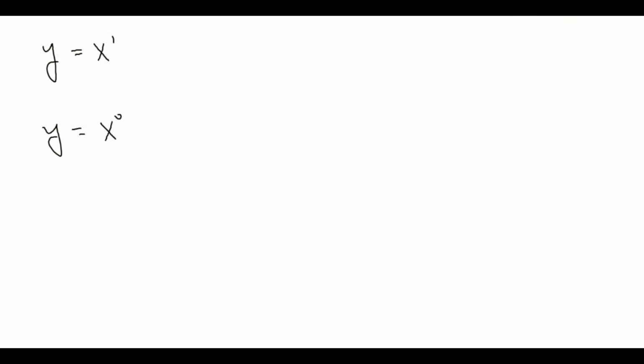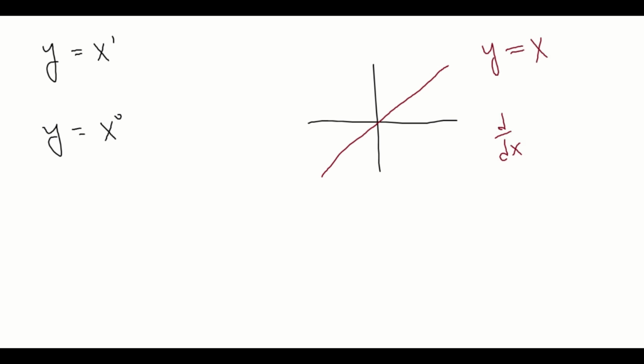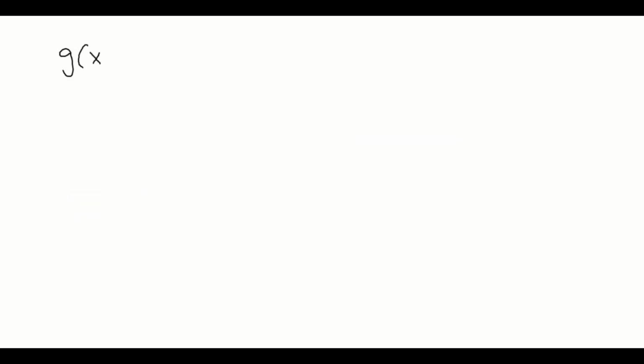And the last two here are special cases of the power rule. When the power is 1, the function is linear. Here's what the graph of y equals x looks like. So the slope is 1. When the power is 0, that means the function is a constant. And as we said at the beginning of this lesson, the derivative of a constant is 0. Let's try a couple more.